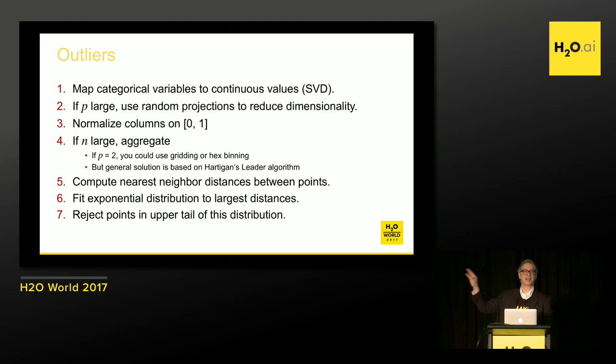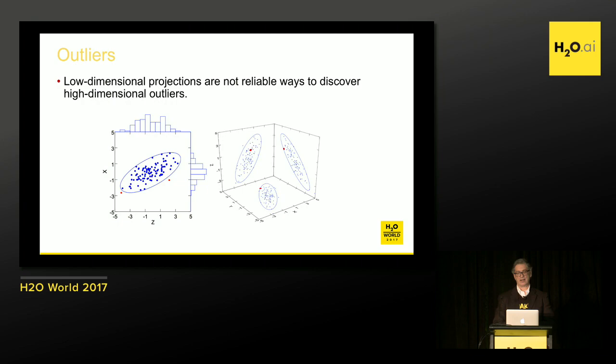So that means we can actually get a probability for whether something's an outlier. Now, I can't go through the details of this slide and the next one, except to point out a couple of popular misconceptions about outliers. Low-dimensional projections are not a reliable way to discover high-dimensional outliers. Everyone says, oh, just plot your data. No, it doesn't work. Right here are counterexamples. And I can go into this in more detail with you if you wish individually.